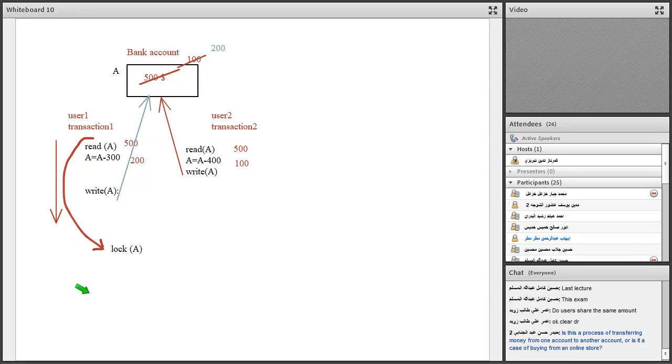When it locks A, consider that transaction 1 has started earlier. First transaction 1 and then transaction 2 is coming and running. When transaction 1 starts, it locks A. And then transaction 2 wants to use the same information and it must lock the data too.